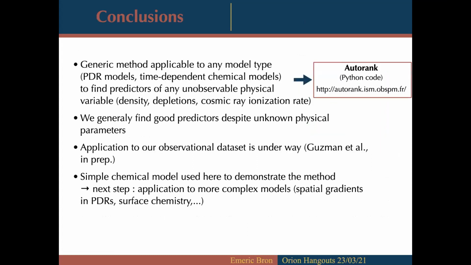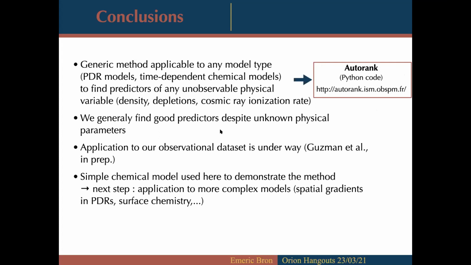ionization fraction. So to conclude, the first point I want to emphasize is that the method that I have presented here is completely general. It could be applicable to any model type, PDR models, time-dependent chemical models, and it could be applied to find predictors of any unobservable physical variable. So, for instance, density, depletion, the cosmic ray ionization rate. And so we provide the code for this tool at this web page.